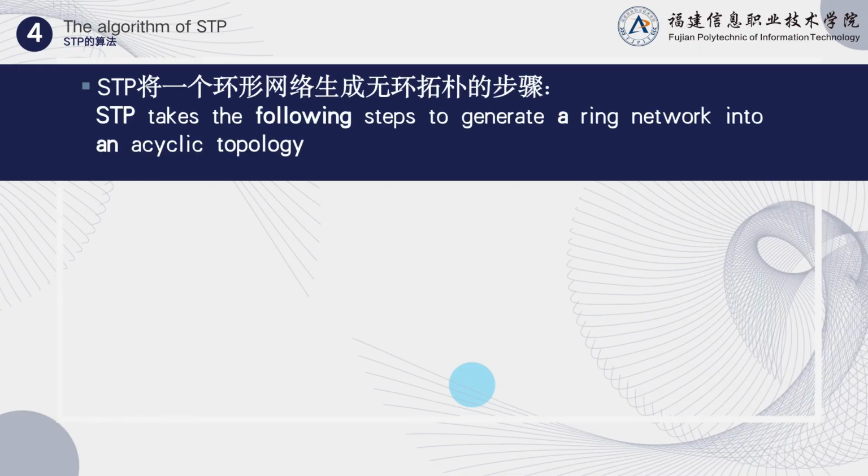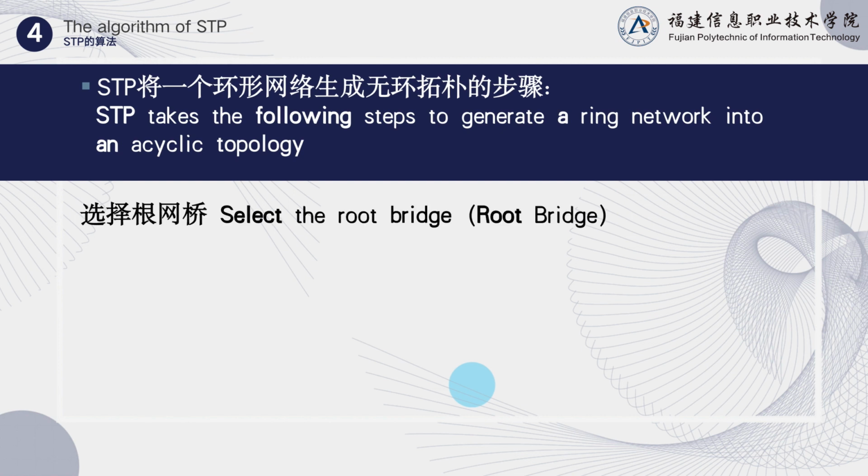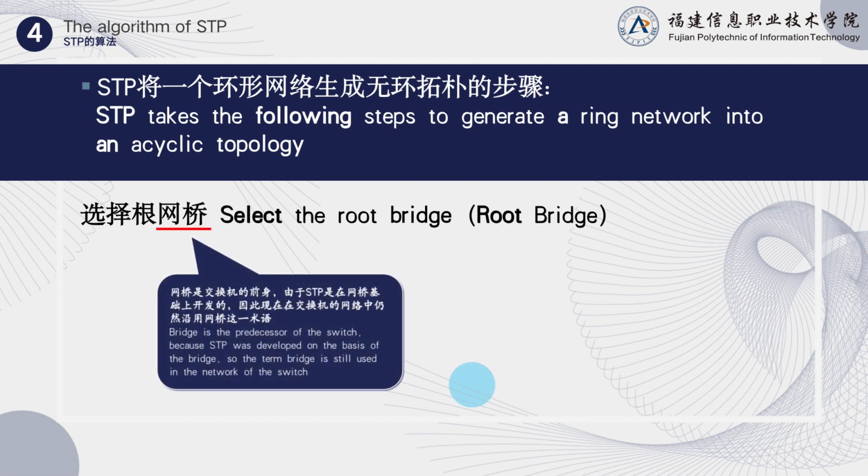So here comes a question. How does the STP spanning tree protocol choose which link logically needs to go down? Let's learn about the STP algorithm. Here are the steps of how STP generates a loopless topology from a loop network. Select the root bridge. Bridge is a predecessor of the switch. Because STP is developed on the basis of bridge, so we still use the term bridge in the switch network even to this day.